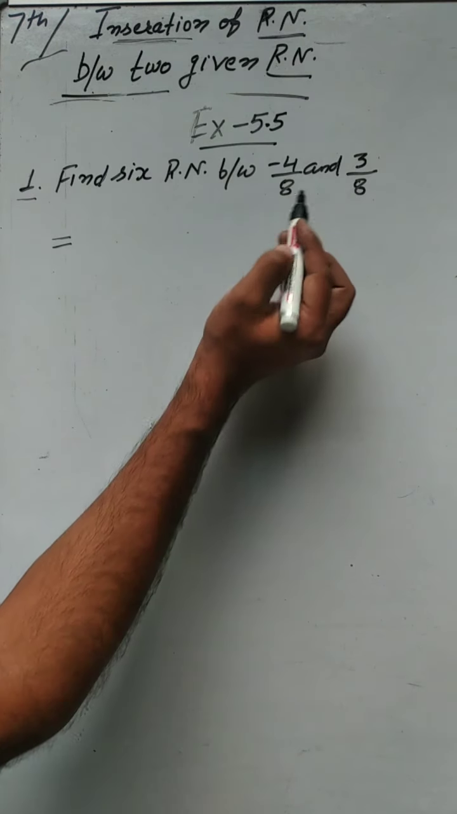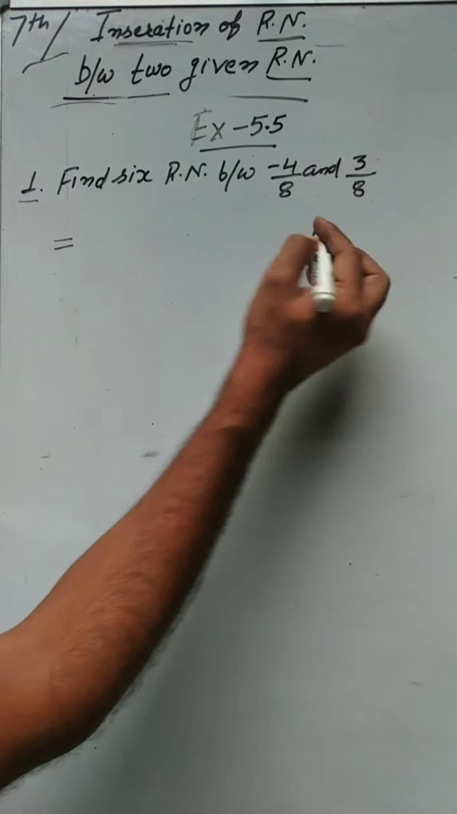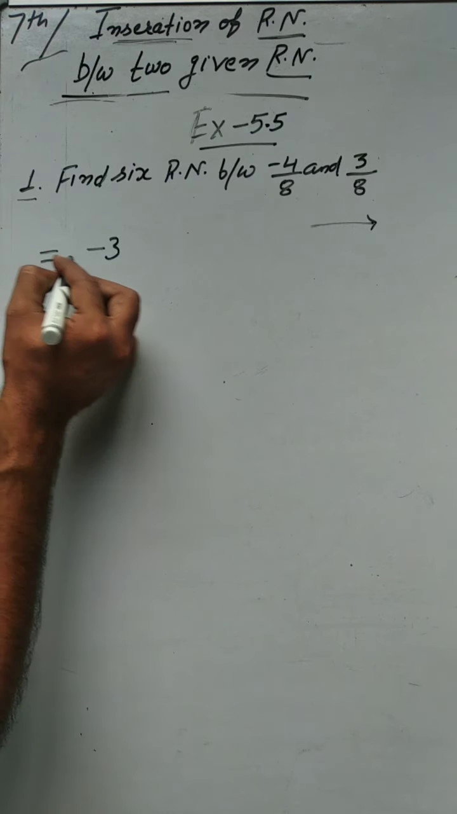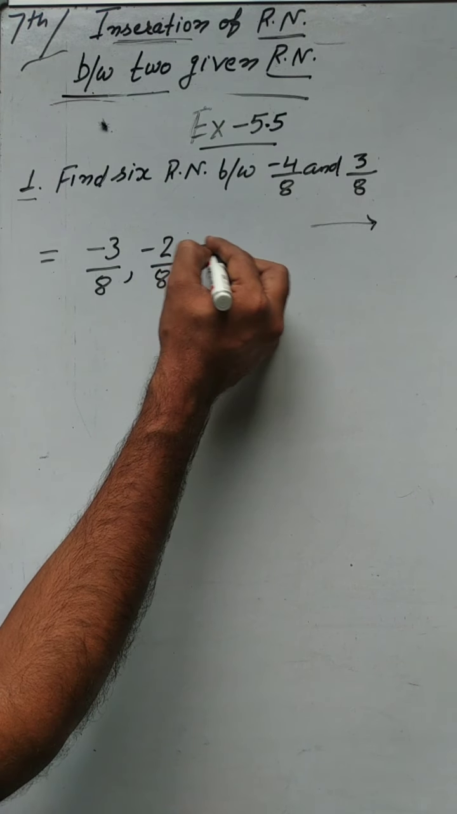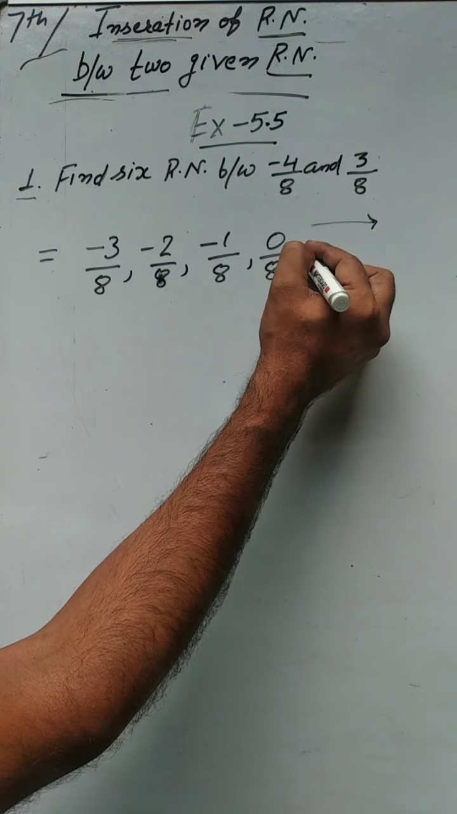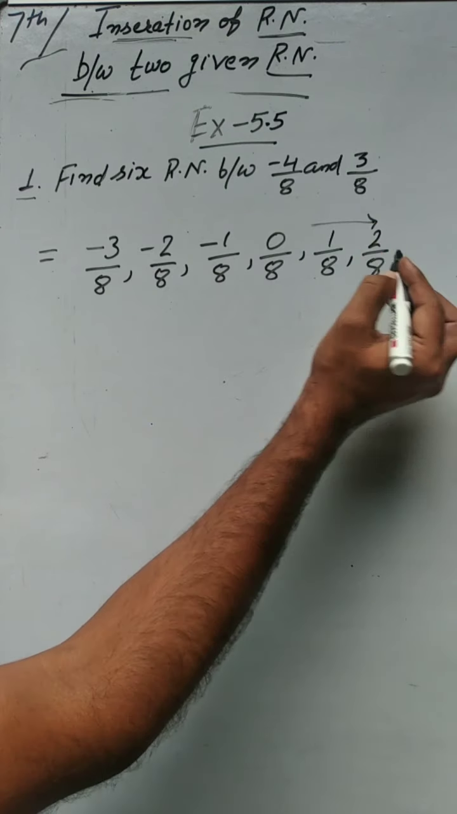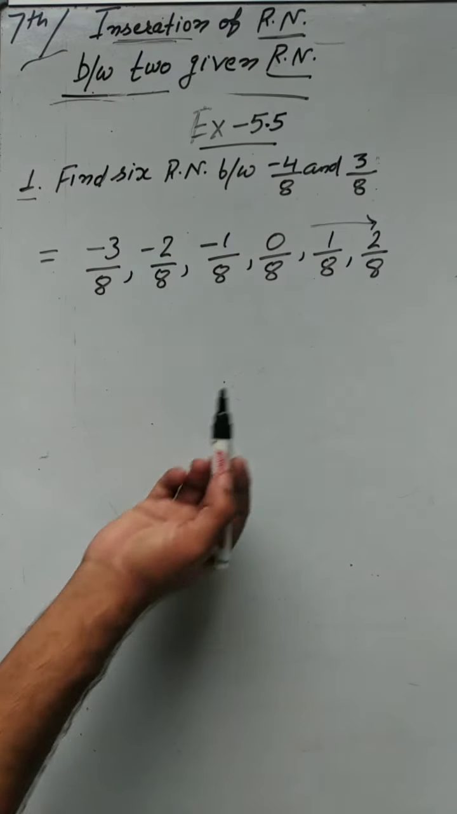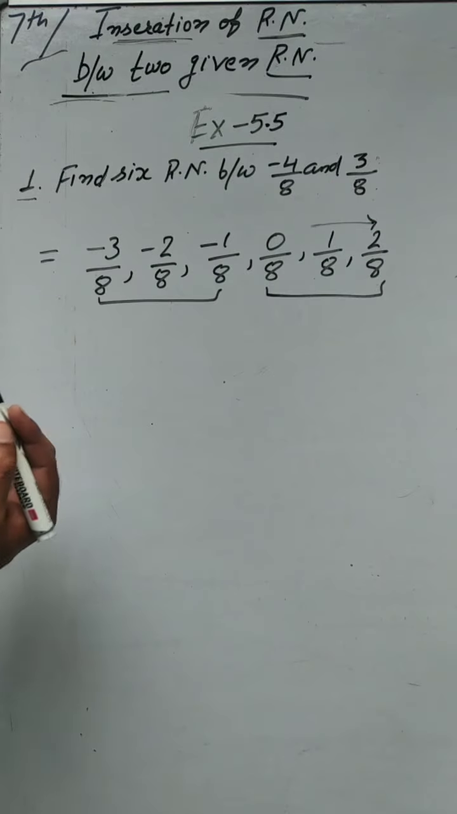Then beta, according to the number line, after minus 4 upon 8, the next number will be on that side of the number line. After minus 4 it will be minus 3 upon 8, then minus 2 upon 8, then minus 1 upon 8, then 0 upon 8, then 1 upon 8, and then beta 2 upon 8. And the last one, you will come on your number line, is 3 upon 8. Now beta, these are the 6 rational numbers between minus 4 upon 8 and 3 upon 8.